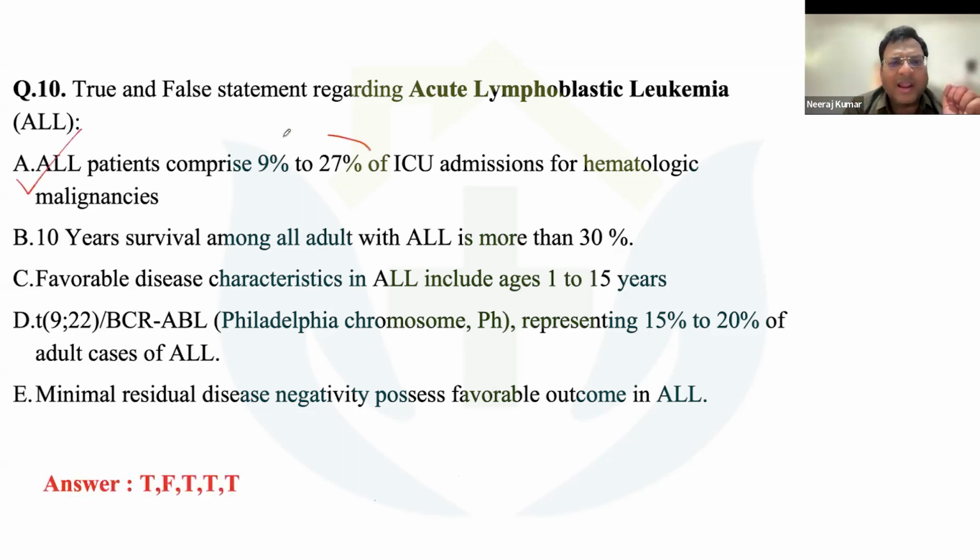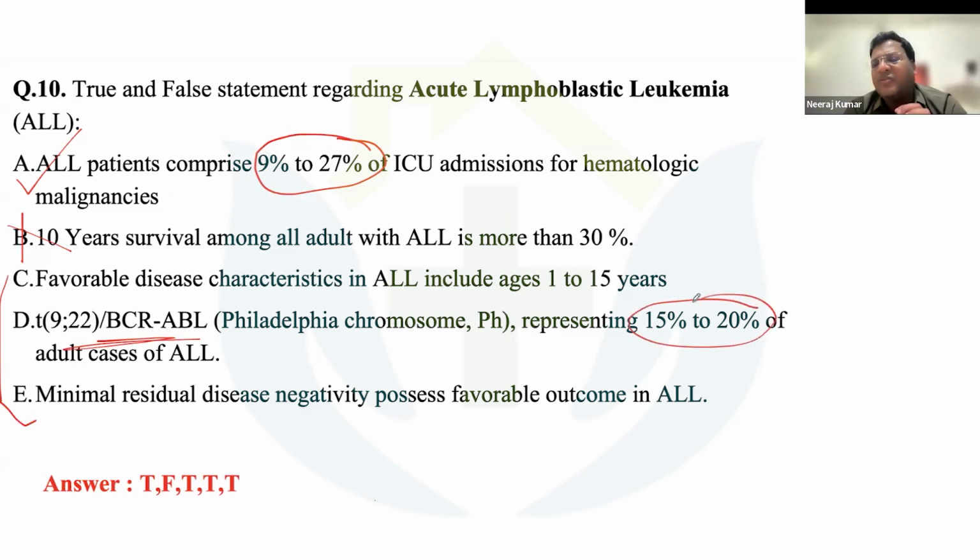The first statement is true. It's a fact that ALL patients make up a share of the ICU admissions. The second option is not true because it is not 10-year survival. The third, fourth and fifth statements are also true. The BCR-ABL translocation happens in only 20% of patients; 80% don't show that 9;22 translocation. And if minimal residual disease is negative, it has a favorable outcome.